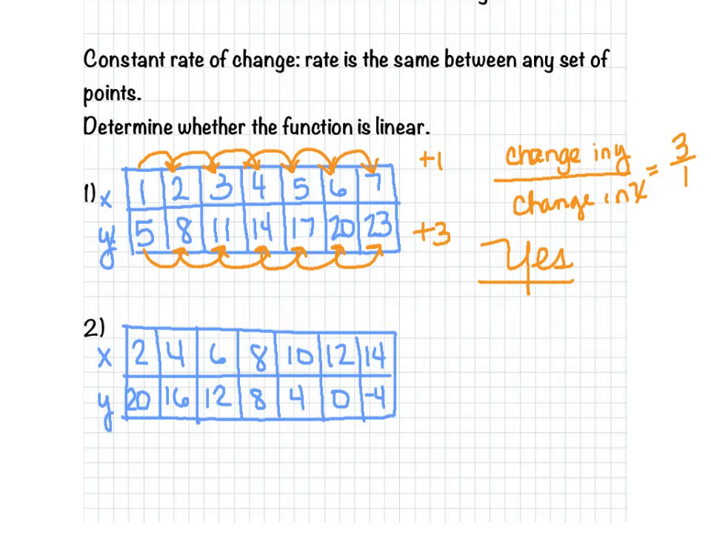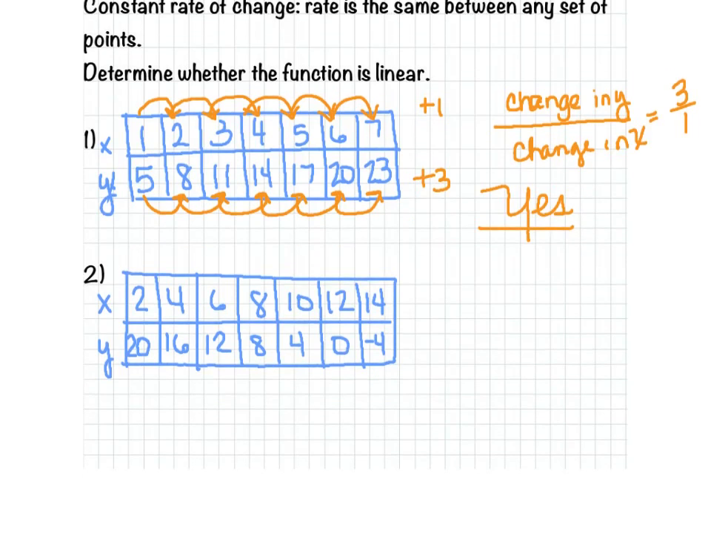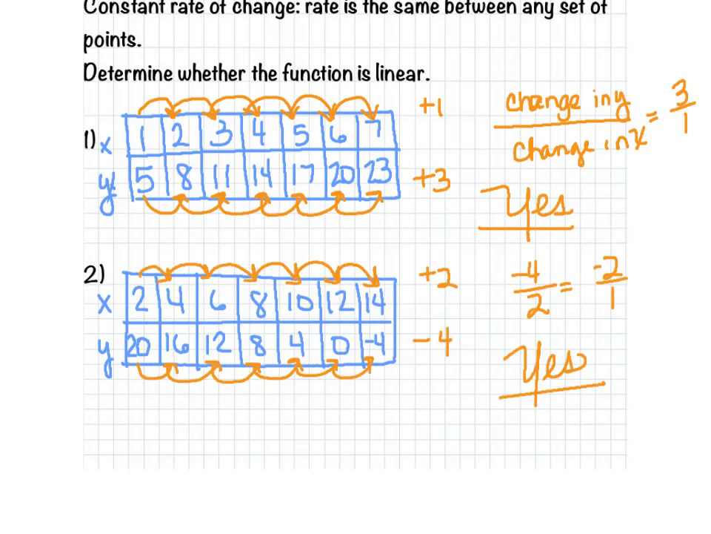Okay, try number 2 on your own. You're going to determine whether it is a linear function and determine the rate of change. Pause the video now. Okay, number 2 is also a linear function, and its rate of change is -2/1. Always express the rate of change in lowest terms.